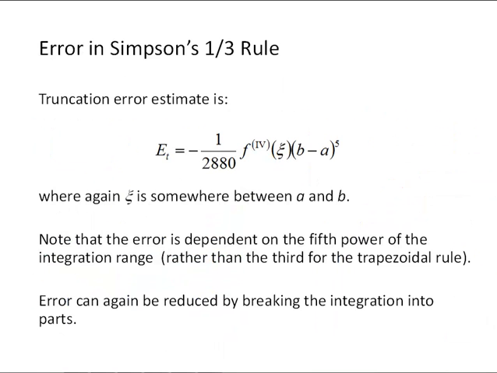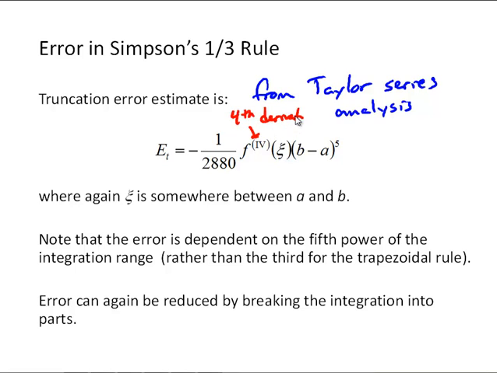So let's look at the error in Simpson's 1/3 rule. So the truncation error estimate, again, this comes from a Taylor series analysis. And again, the details of that are beyond our scope. But we see that the truncation error is proportional to the fourth derivative and b minus a to the fifth. Again, that zeta is just saying we're evaluating that fourth derivative somewhere between the integration range a and b.